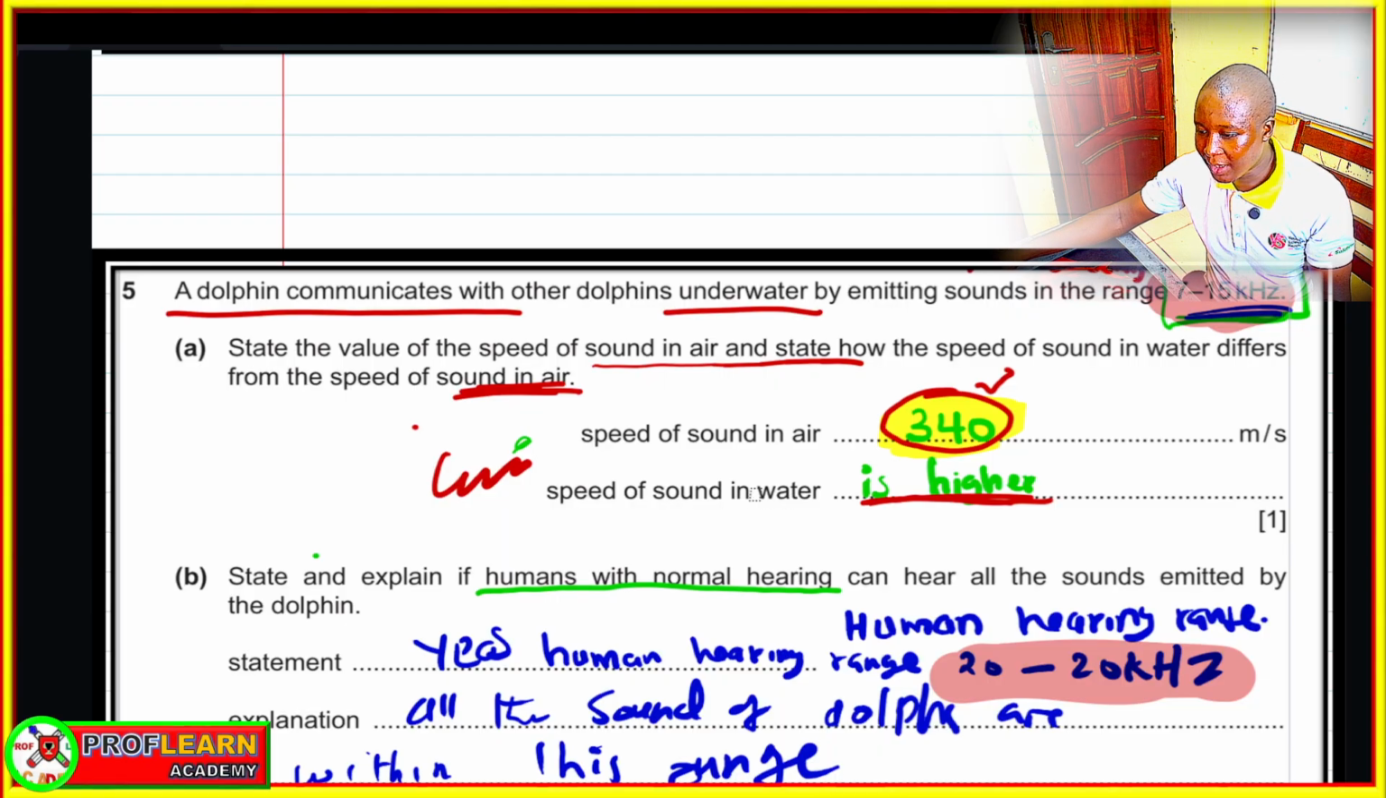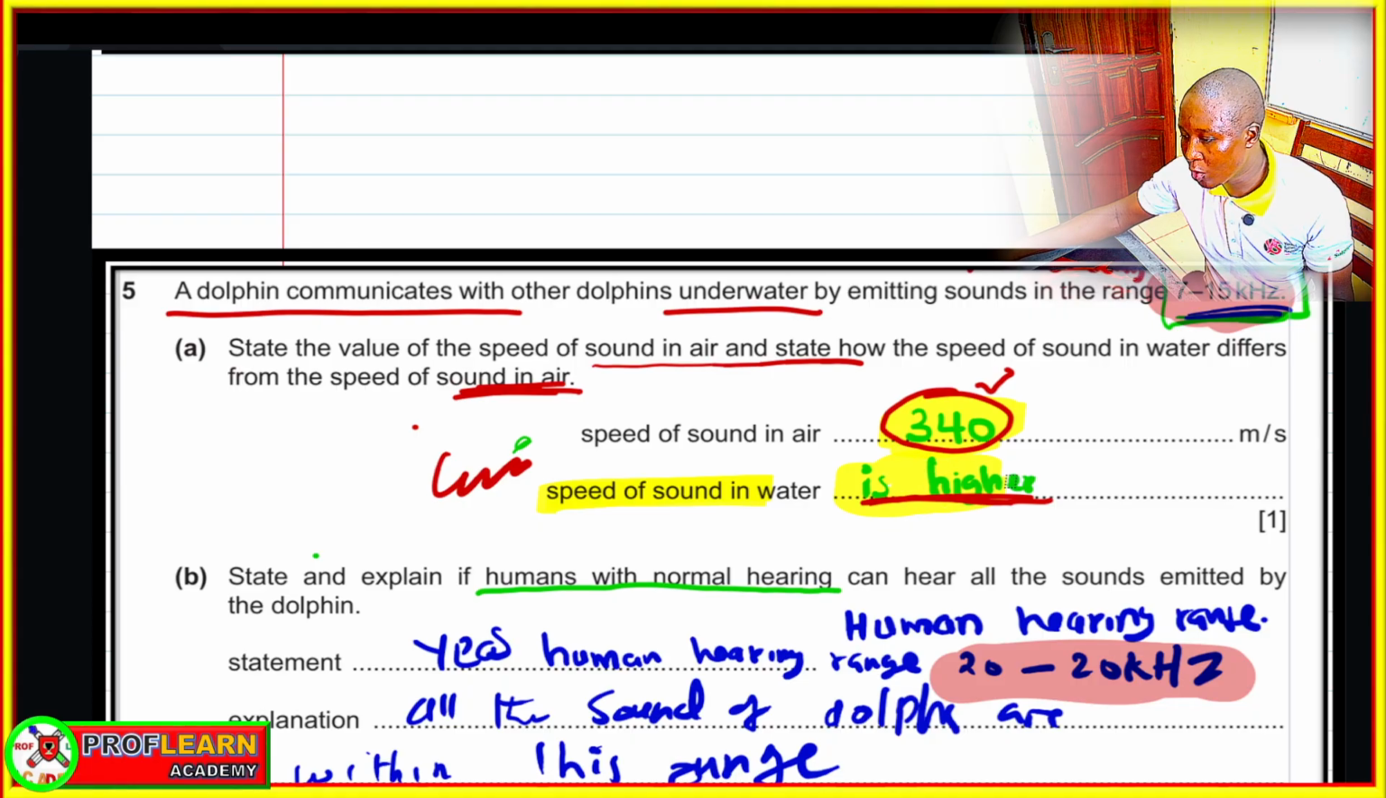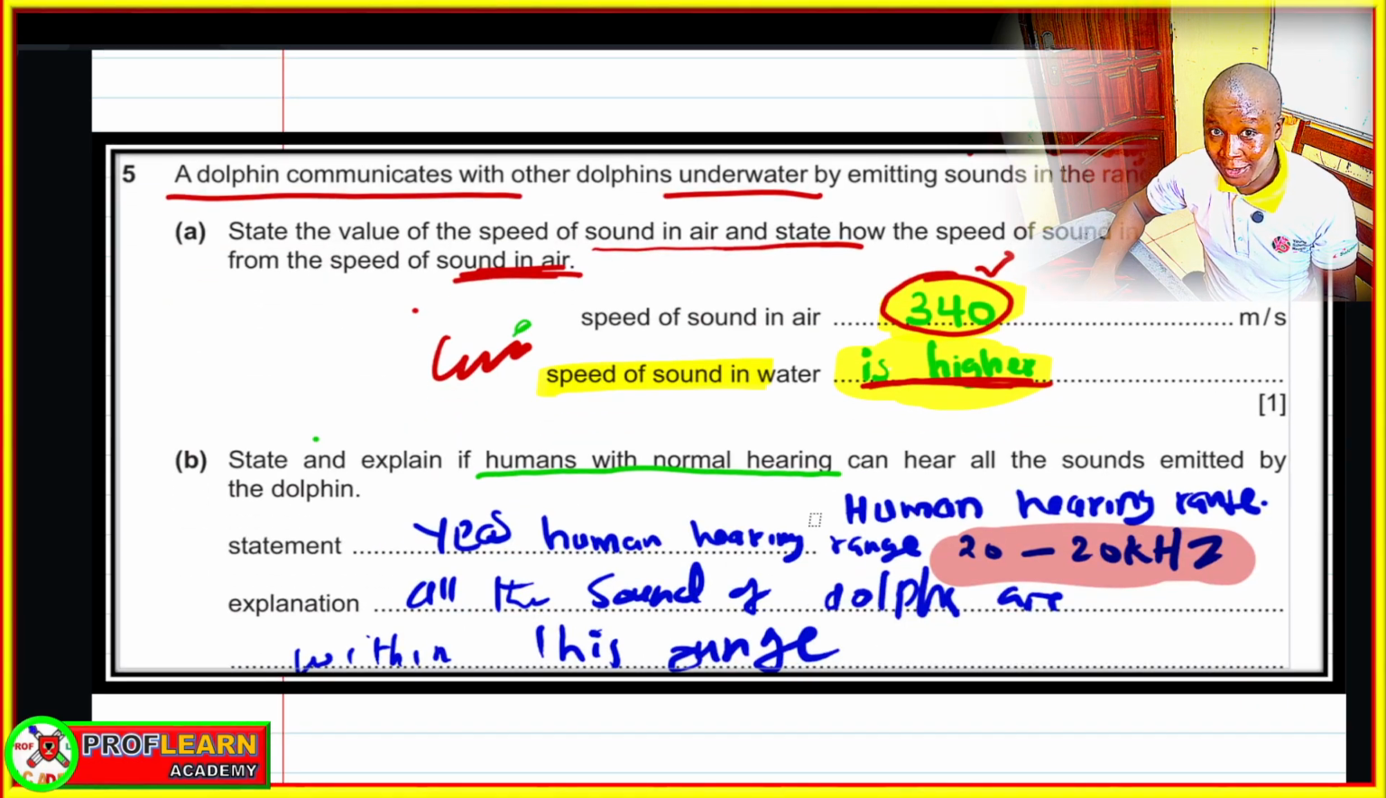Then water is a liquid. Speed is approximately 1,500, averagely around 1,500. So that speed is going to be higher in water. But for solids, speed is around 5,000 because particles are closely packed and are going to transfer the wave energy faster. But for air, particles are far apart, so it takes time for the vibration to travel. Then you earn your marks.